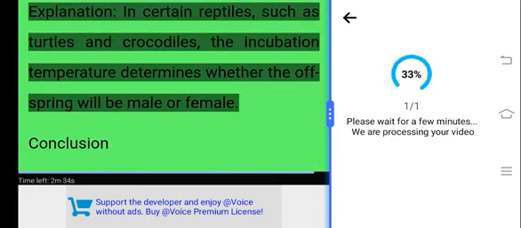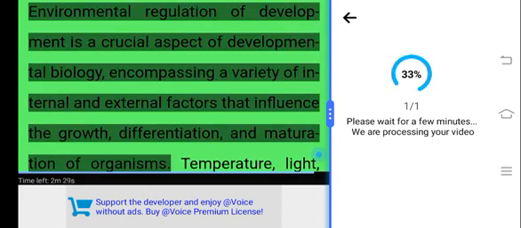Explanation: in certain reptiles, such as turtles and crocodiles, the incubation temperature determines whether the offspring will be male or female. Conclusion: environmental regulation of development is a crucial aspect of developmental biology, encompassing a variety of internal and external factors that influence the growth, differentiation, and maturation of organisms.